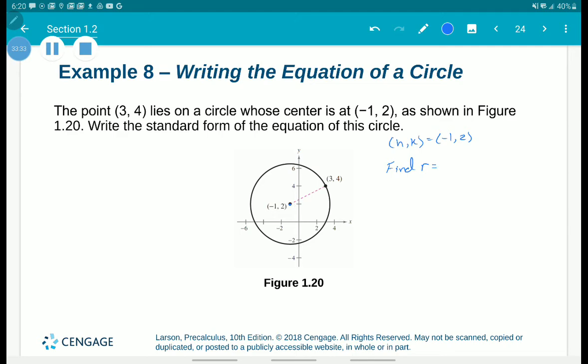So how far is it from (-1, 2) to (3, 4)? That's what we need to ask. So that's where we can use our distance formula. We're going to have the square root of (3 minus negative 1) squared plus (4 minus 2) squared. So this is going to be 4 squared plus 2 squared. So that's 16 plus 4, which is the square root of 20.